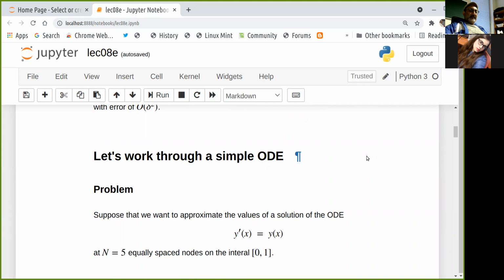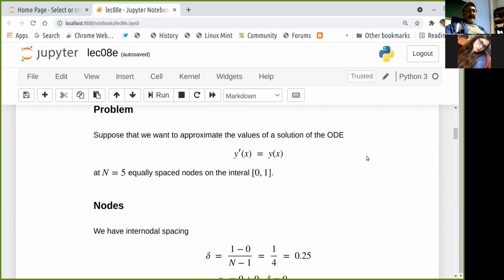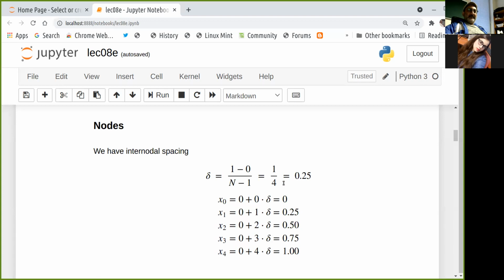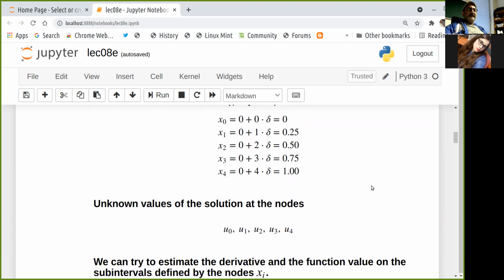And now this time we'll use these differences to set up a functional, which we will then minimize. So let's say I wanted to solve the prototypical equation y prime equals y with 5 nodes on the interval 0 to 1. Then you'd get delta is equal to 1 over 4, right, n minus 1 is 4, so you get 0.25. And then you can work out what the node values are. They're placed on the unit interval.